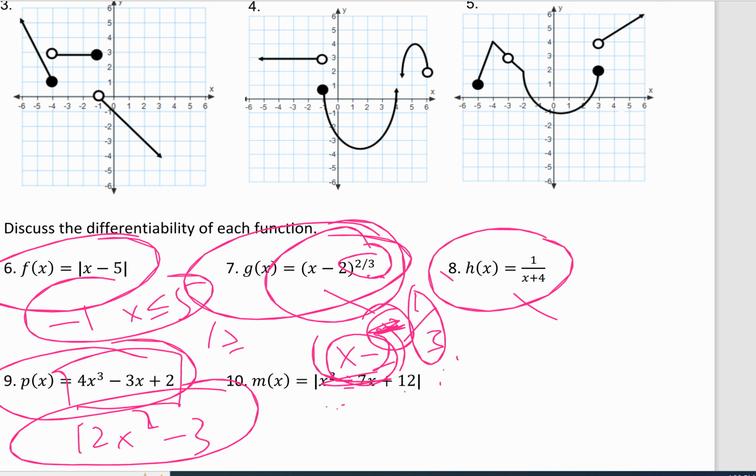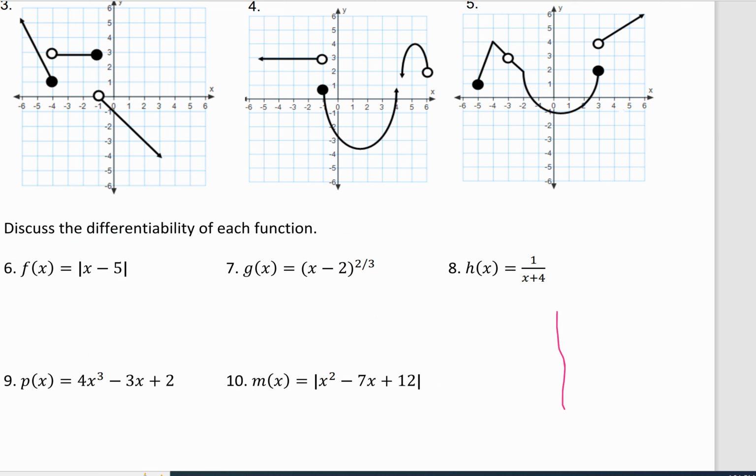Does that make any sense? I don't know. I honestly don't know. I mean, that makes sense to me, but that doesn't help.